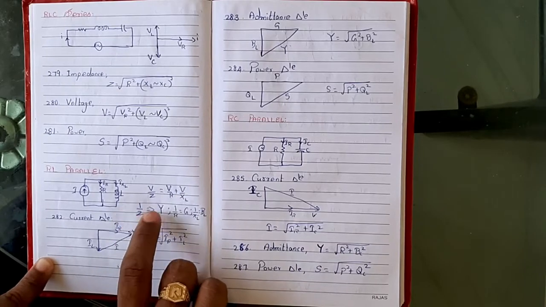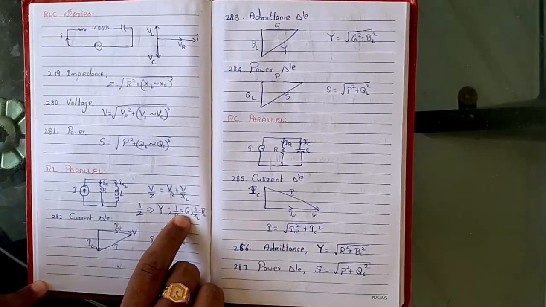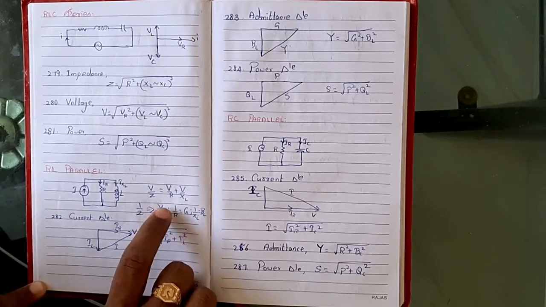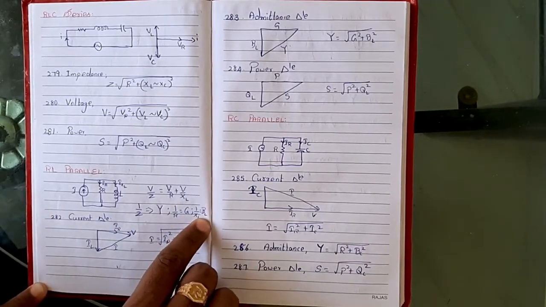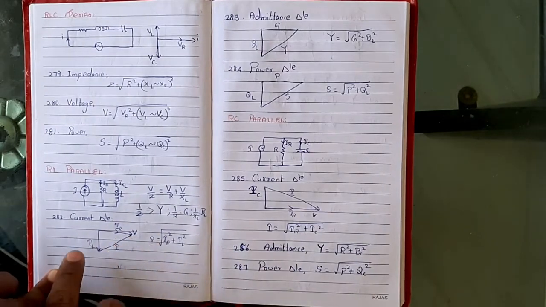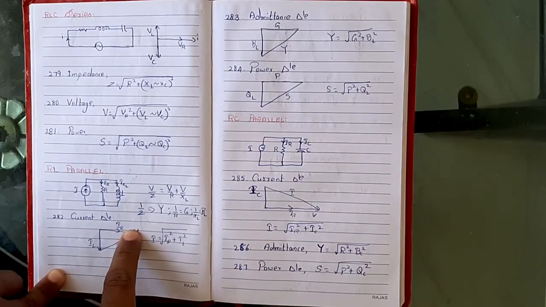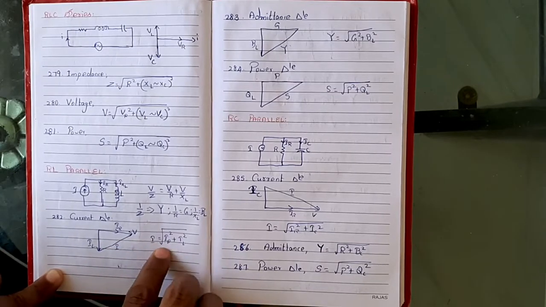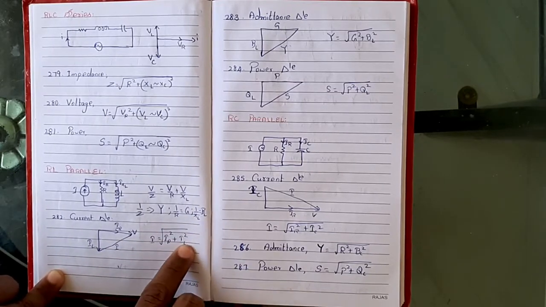1 by Z is equal to Y, 1 by R is equal to G, and 1 by XL is equal to BL. For the current triangle, we have the load current, the resistor current, and the inductor current. By Pythagoras theorem, I is equal to root of IR square plus IL square.